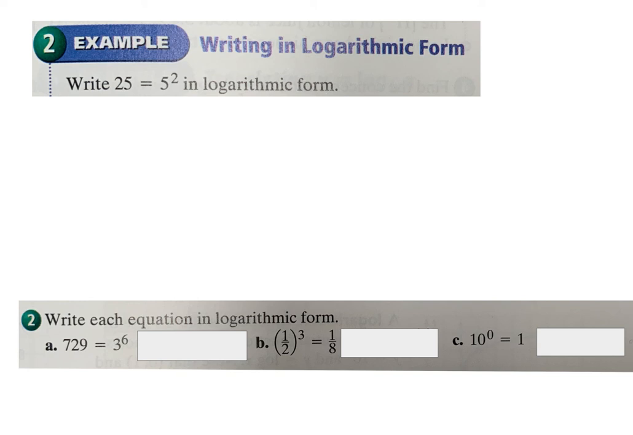Write 25 equals 5 squared in logarithmic form. So I'm going to say log. What is the base here of my exponent? 5. So the base of my log is 5. What is my answer? 25, right? And what power do I have to take 5 to? That is 2. That's how I would rewrite that in logarithmic form.